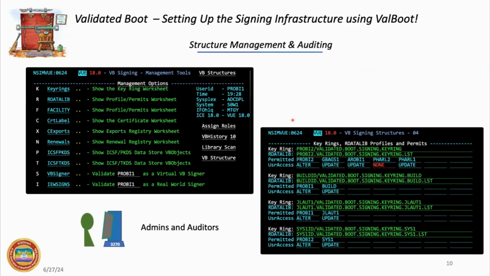When that process is finished, we're not done by any stretch of the imagination. All of you know that once you get involved in certificates and key rings and the various permits and controls that are associated with them, it's not a one and done kind of activity. You have to then, from that point forward, be in a position to maintain them and to audit them. And so in the case of ValBoot, administrators will have available to them a toolbox, a set of options that will allow them to evaluate all of those components, manage them, monitor them, alter them.